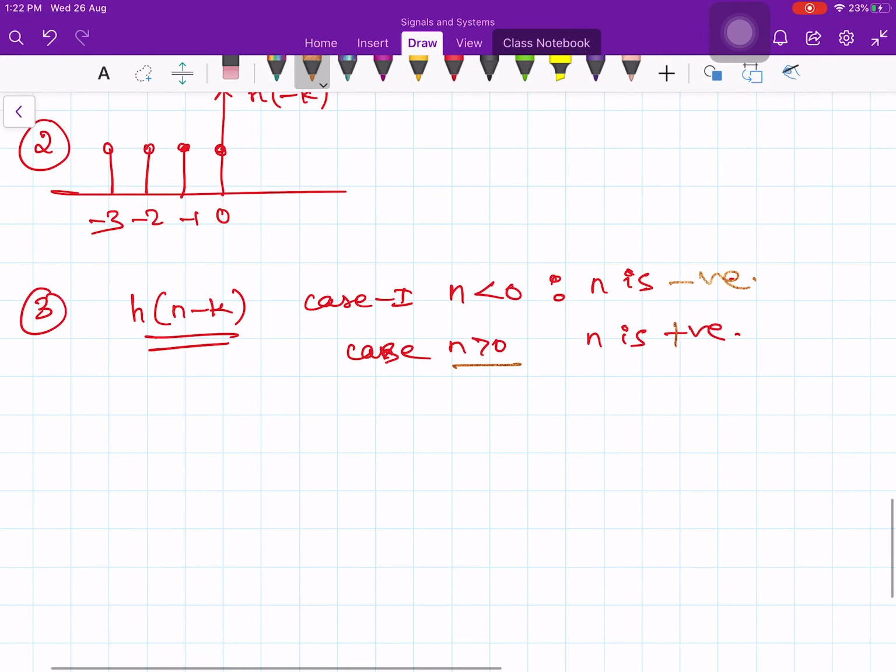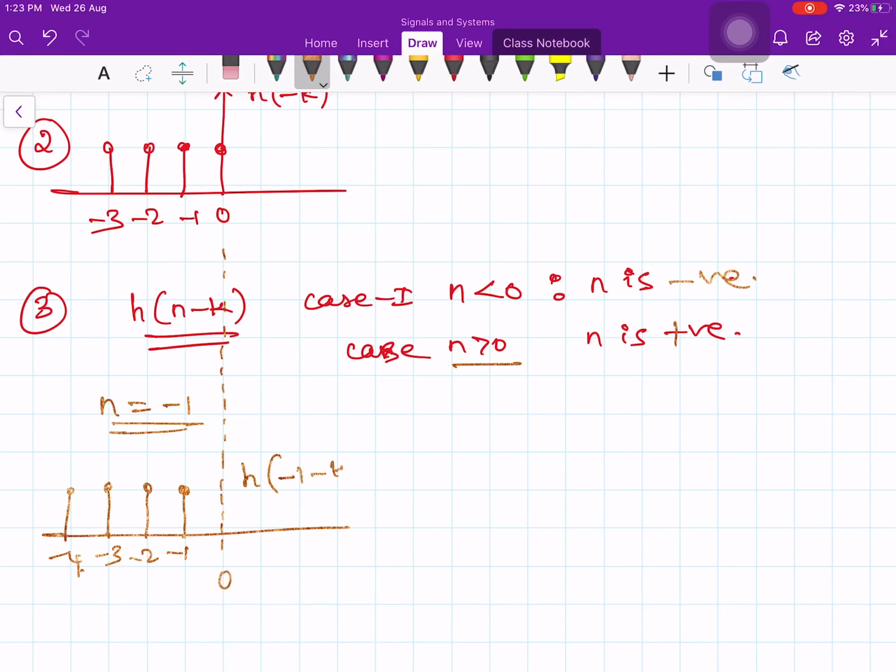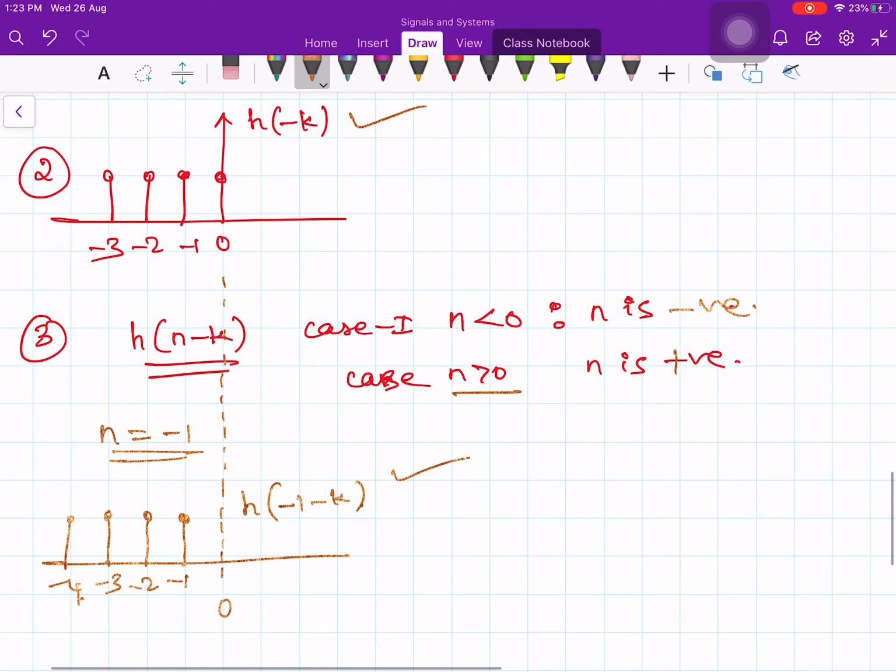Now let us take n is equal to minus 1. Let me start with minus 1. Then your signal starts from, it is shifted to the left, right? This is the 0 point, so it goes like this. It starts from minus 1, minus 2, minus 3, minus 4 and so on. So this is h of minus 1 minus k. This one is h of k and this is h of minus 1 minus k. Okay.